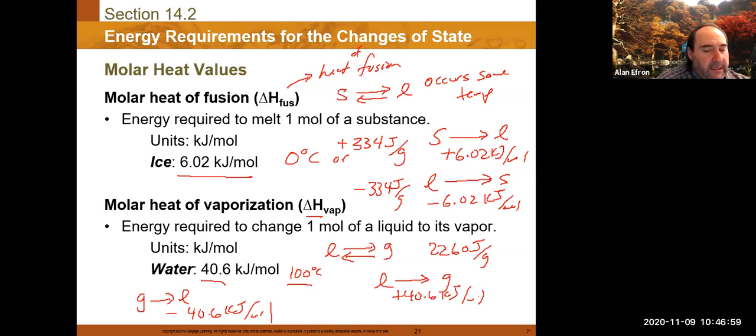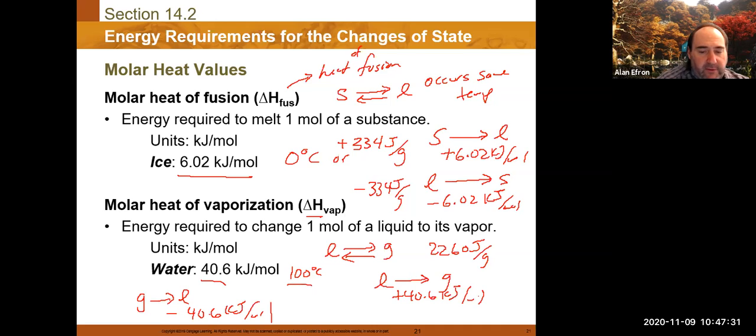Also a reminder that the numbers that we're seeing here, the 6.02, the 334, 333, the 40.6, and the 2260, those are all specific for water. So if you're not dealing with water, other substances will have different values for heat of fusion and heat of vaporization. And in addition, remember that we commonly think about freezing point as 0 degrees Celsius, boiling point is 100 degrees Celsius. But that is also specific for water.